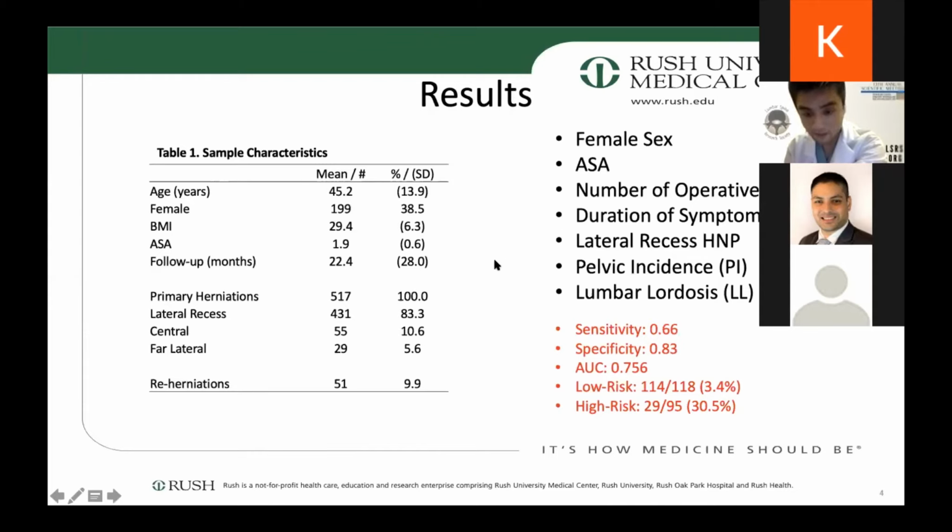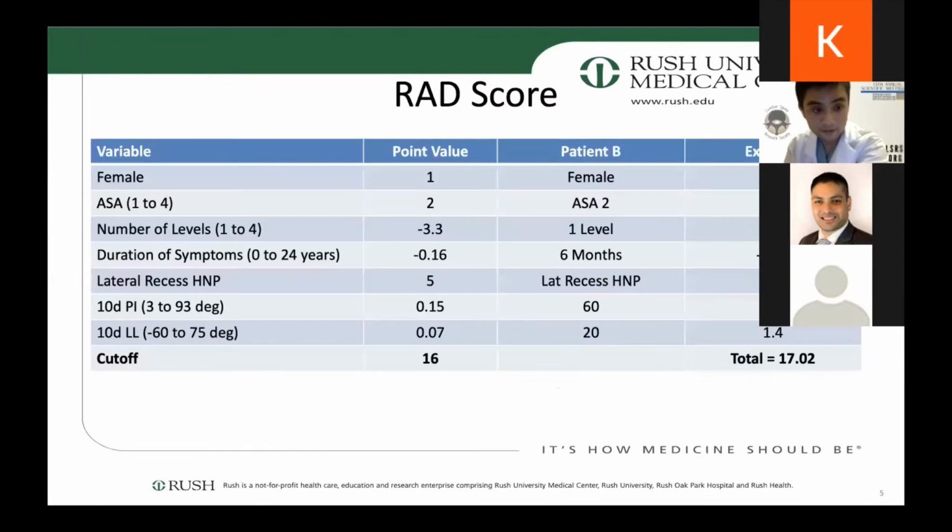For our low risk patients, only 3.4% experienced a reherniation event, whereas among high risk patients, nearly 30% did. To illustrate how this works, the point value column here shows the value assigned to each variable. Using a hypothetical patient, patient B, you can see exactly how many points someone would score. For a cutoff of 16, those above would be high risk and those below would be low risk. In this case, this patient would have a score of 17.02, would be high risk, and can be counseled as such to be wary of future reherniation events.